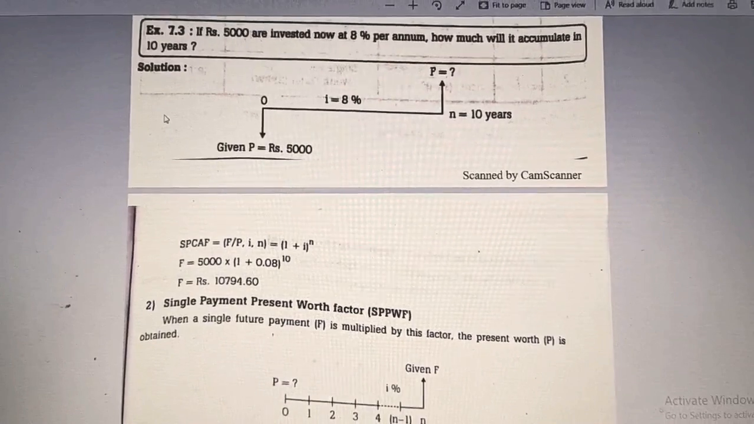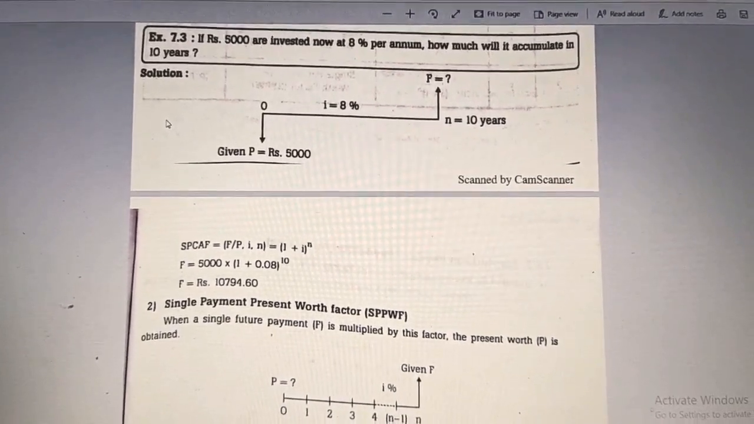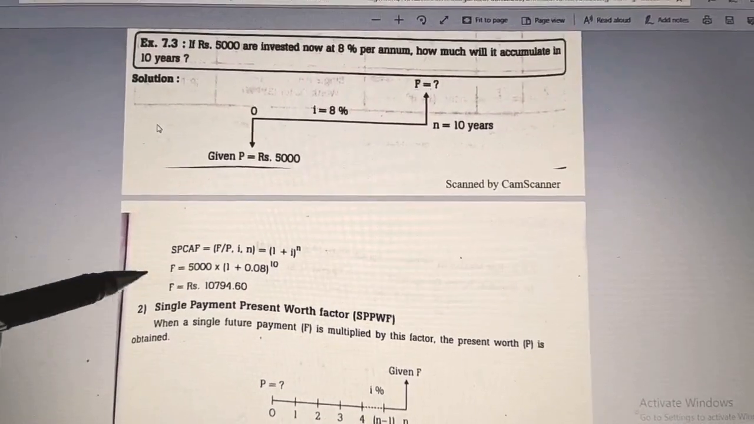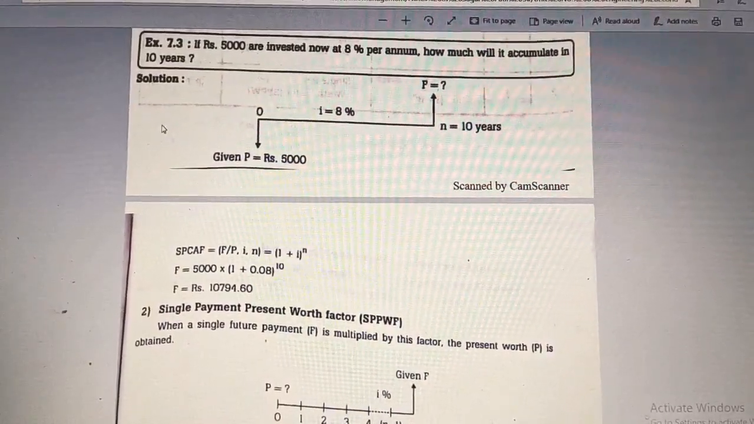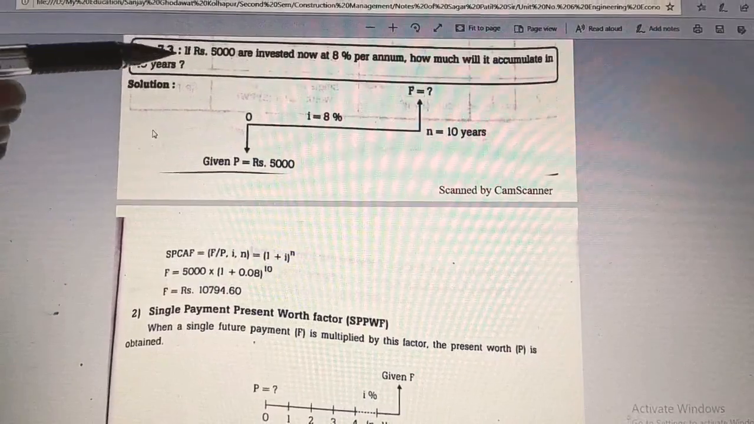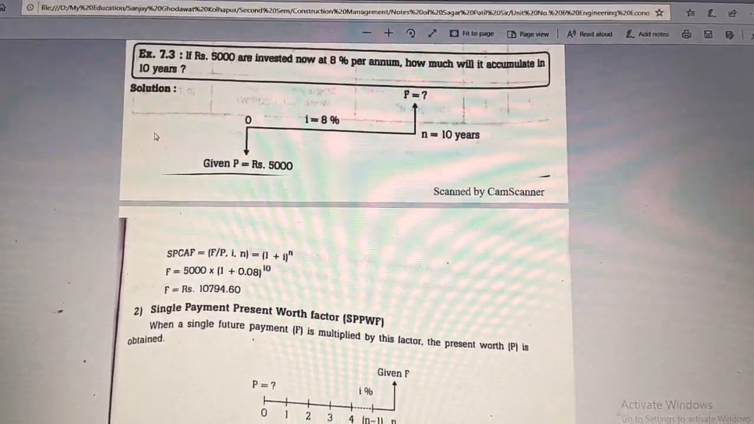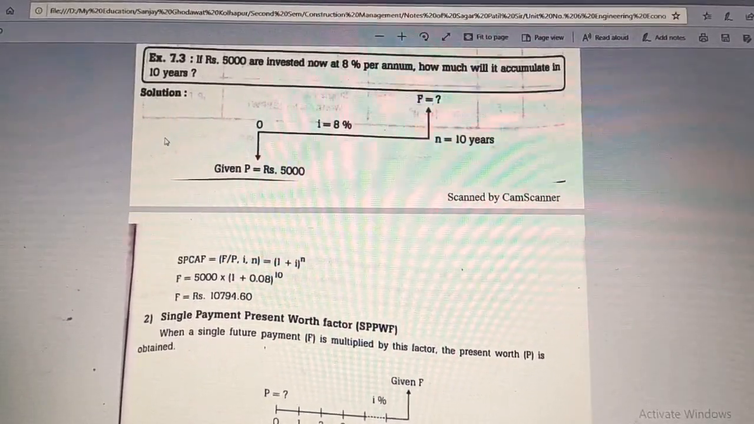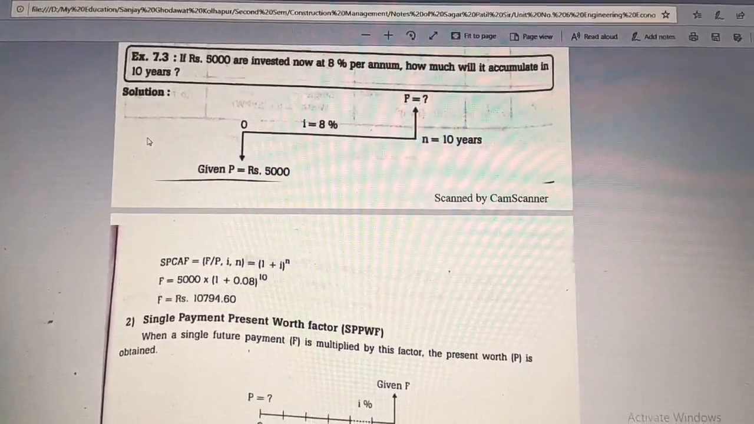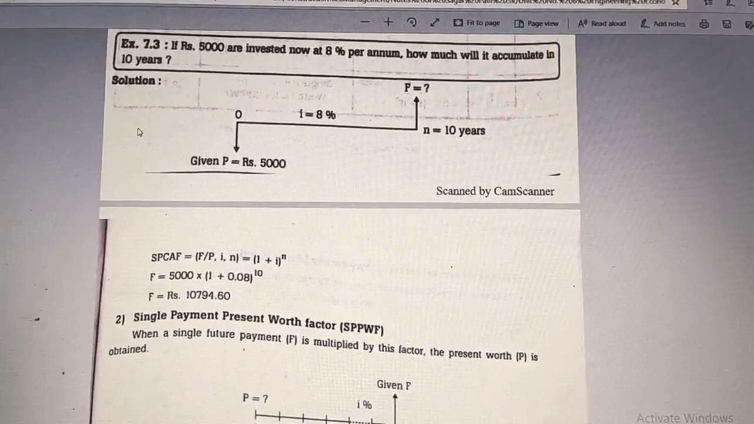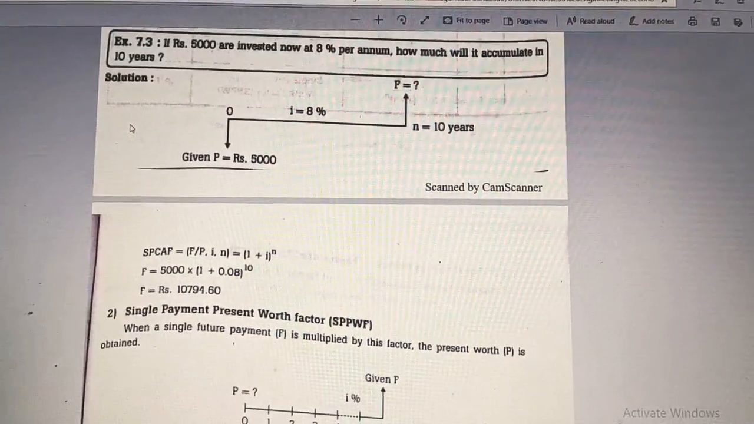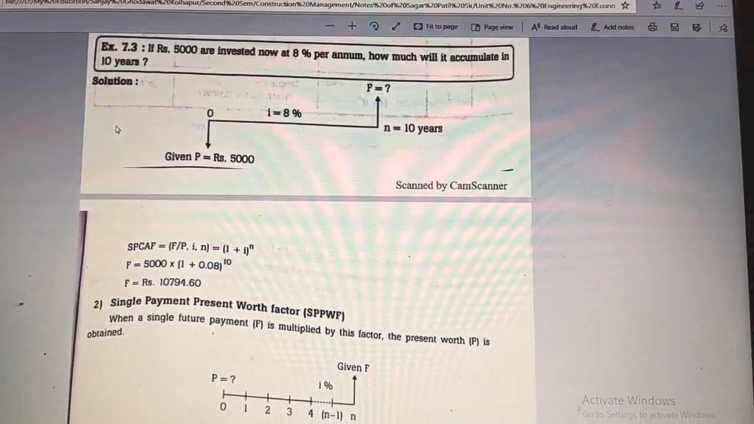So now here at the end I would like to make one thing very clear, that the practical meaning of the value we have calculated is: after investing 5,000 rupees today with the rate of interest 8%, after 10 years how much amount I am going to get. And the answer we have calculated is 10,794 rupees 60 paisa.